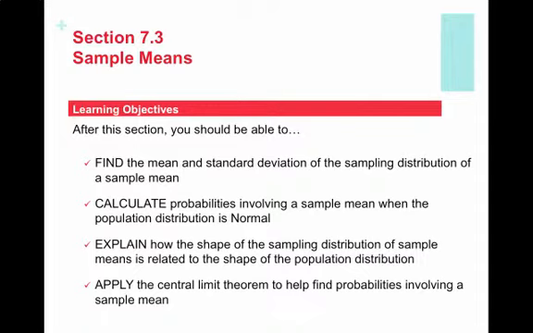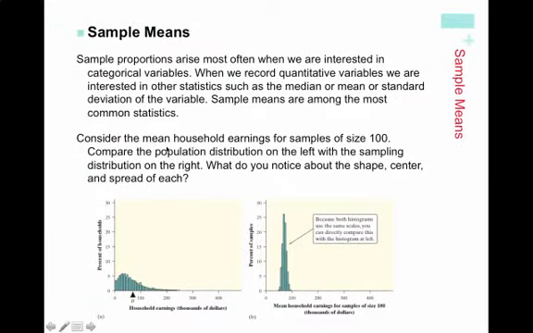We should be able to talk about how the sampling distribution of the means is related to the shape of the population distribution, and we should be able to apply this thing called the central limit theorem to help us find some probabilities. Alright, here we go. Sample means.